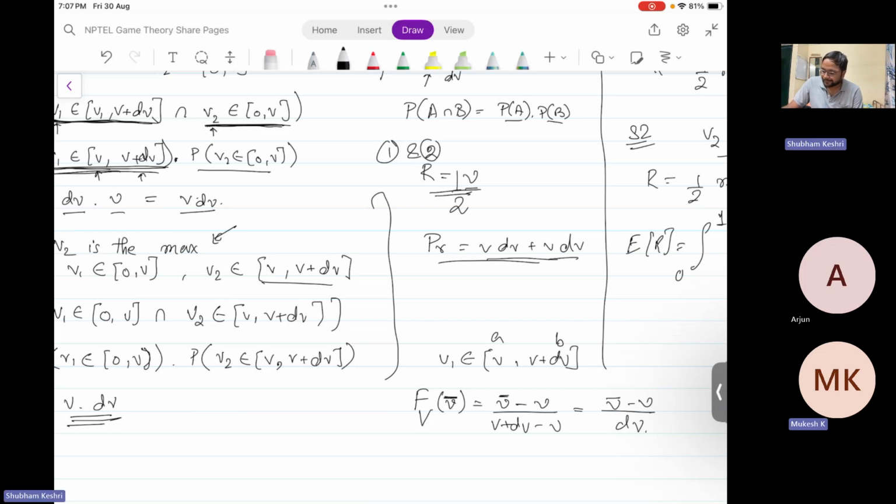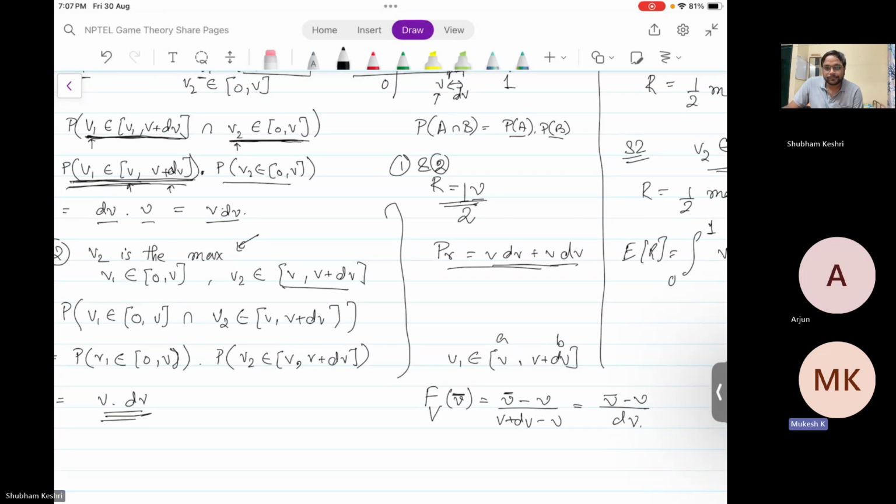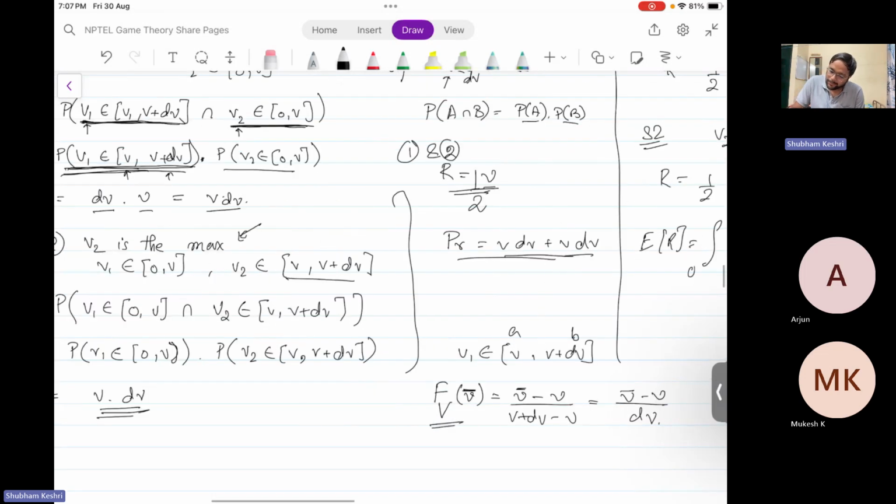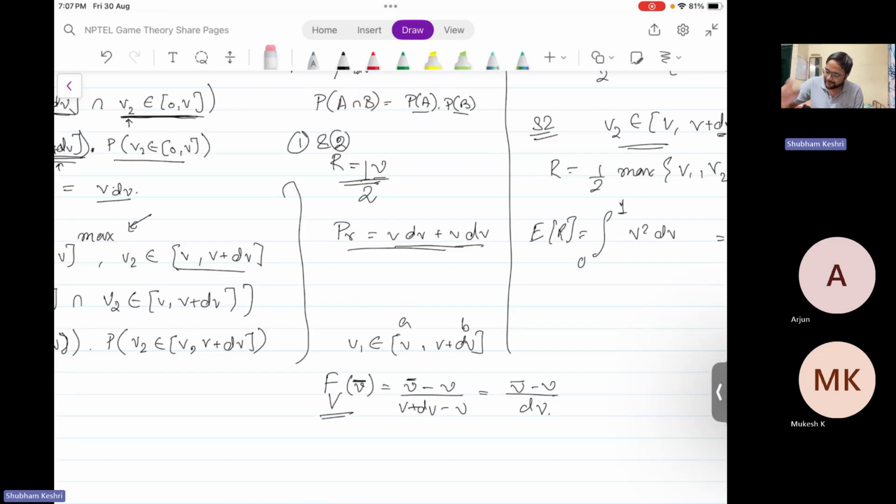Sorry, what is V bar? The mean. Sorry? What is V bar? V bar is the value capital V is taking. So over here, you see, this is the distribution. Now you will have to obtain the probability of taking a value between V and V plus dV. So this is the distribution. So I have made a slight mistake over here.